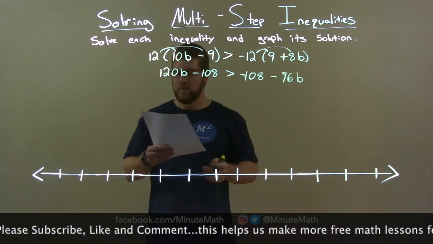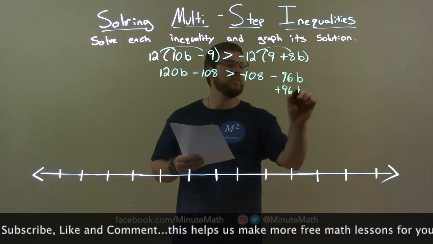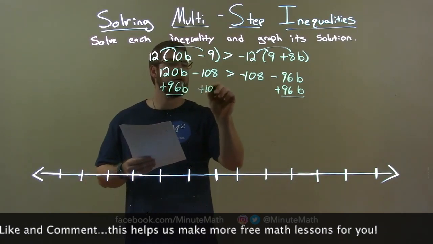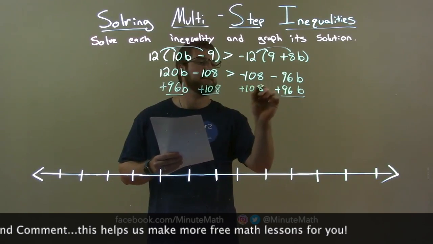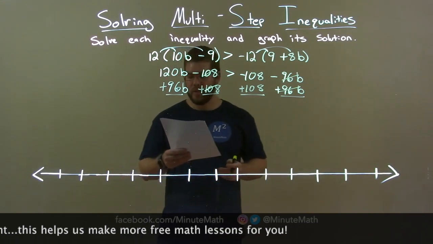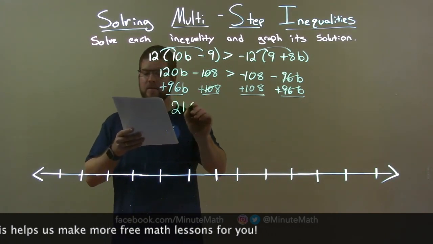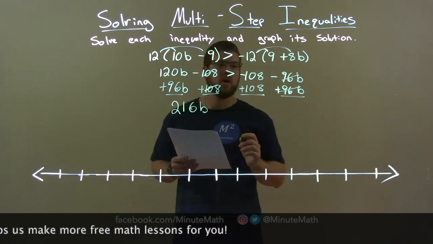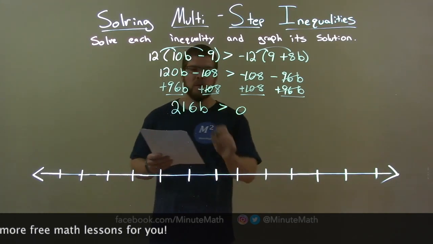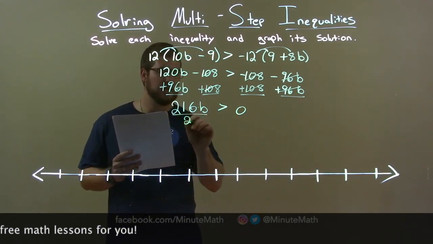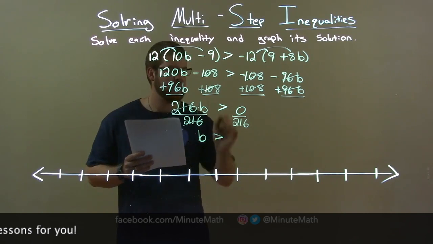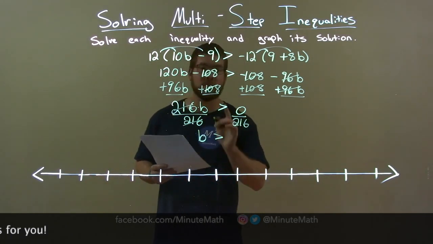So let's keep trying to get b by itself. I'm going to add 96b to both sides here, and don't let the big numbers trick you, it's the same process. And we added 108 to both sides here. 108's cancel here, and the 96b's cancel there. 120b plus 96b is 216b. Negative 108 plus 108 ends up canceling as well, and is 0, and we still have the greater than sign. Multiplication's going on right here, so we divide both sides by 216, and be careful, b is now by itself, and it's greater than 0 divided by 216, which is still 0.